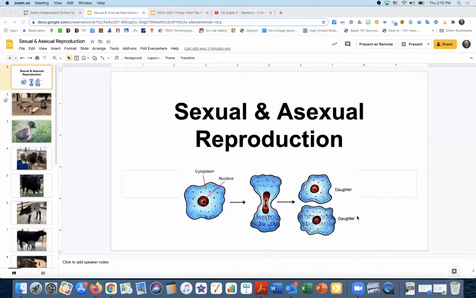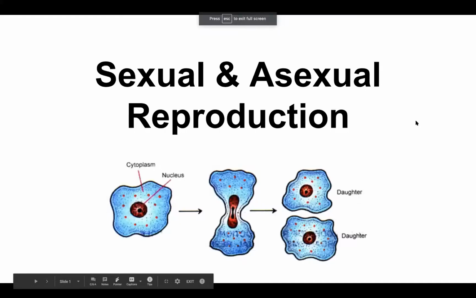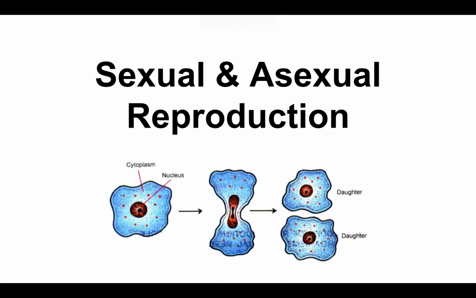Thank you, Dr. Gorman. I'm going to share my screen here to get started. Again, my name is Mr. Broughton, and I'm going to be covering sexual and asexual reproduction with you this afternoon. Sexual reproduction involves two parents. Asexual reproduction just involves one parent. So in this picture below, you can see that this amoeba is able to split itself and pass its genetic information into both daughter cells. That would be an example of asexual reproduction.